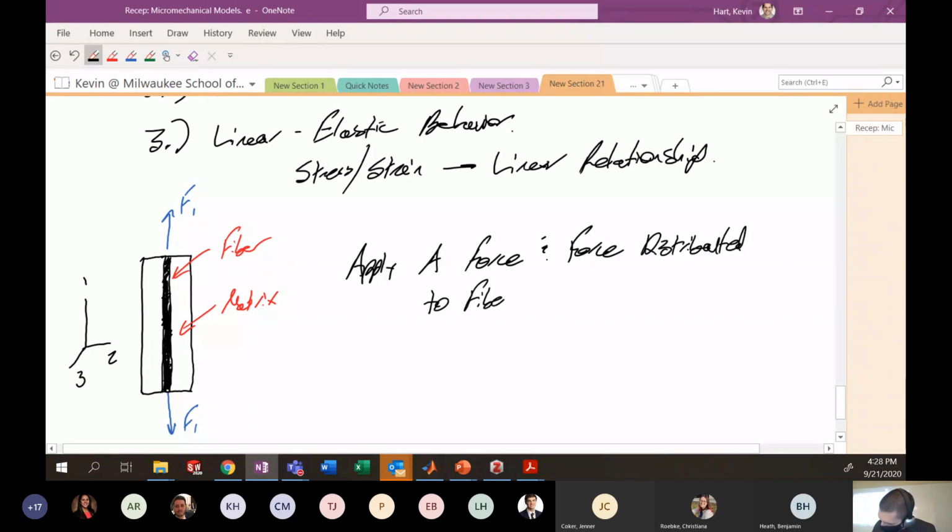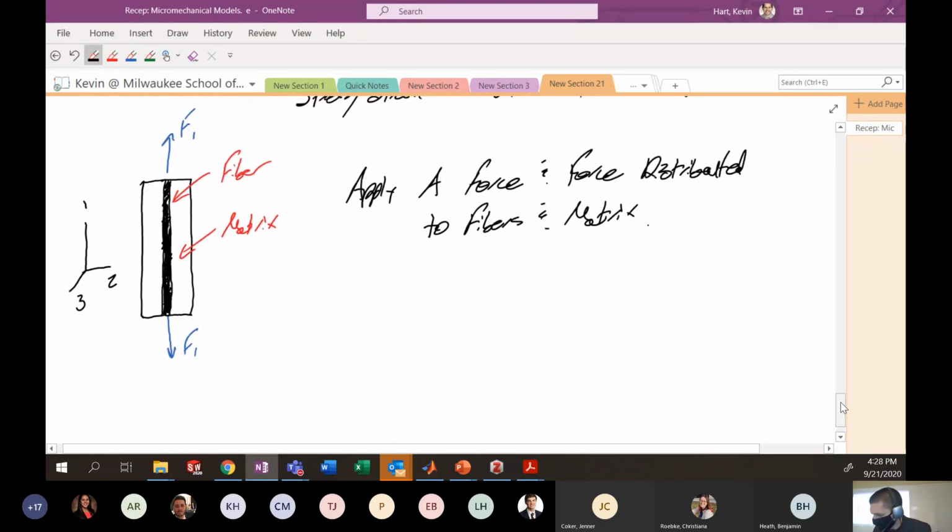Two fibers. Matrix. And we're going to assume that that force is distributed to the fibers and the matrix. Writing this mathematically, the force that we applied has some component which is in the fibers in the one direction, plus some component that's in the matrix, also in the one direction.